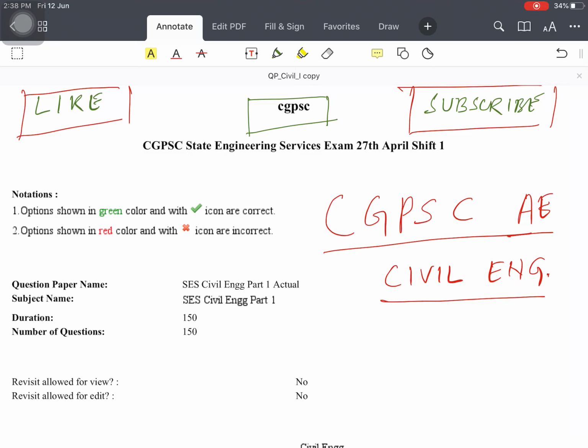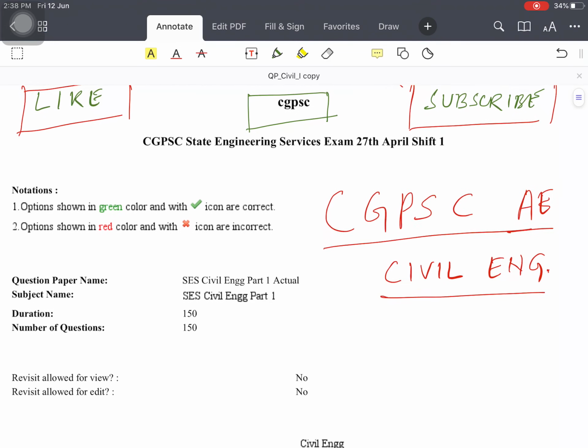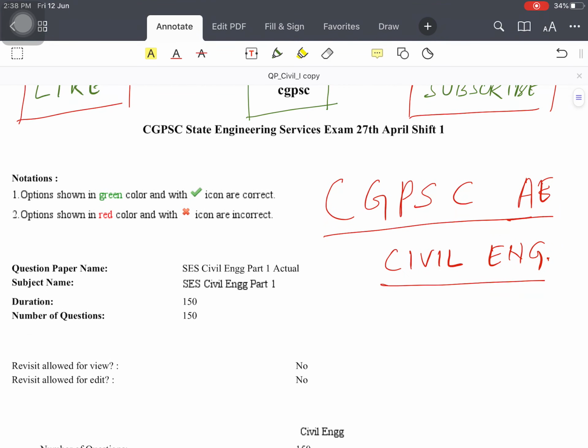Today we will discuss the Chhattisgarh PSC AE question paper of civil engineering.